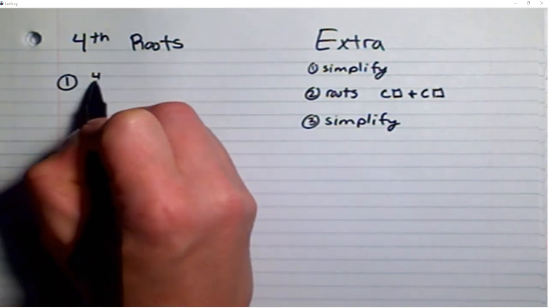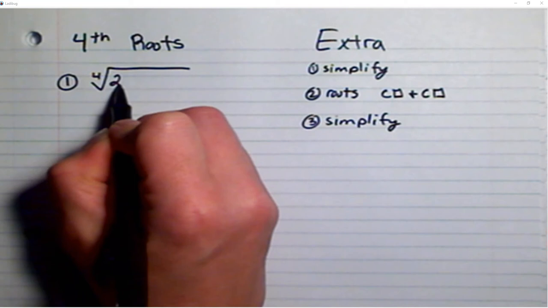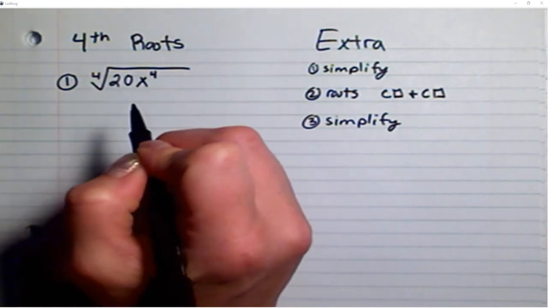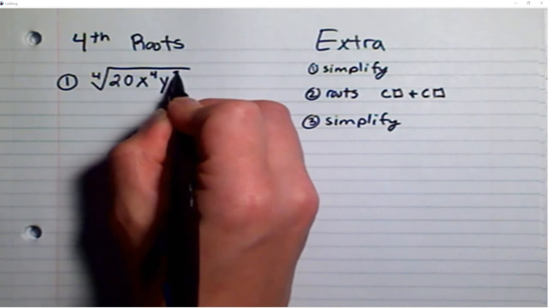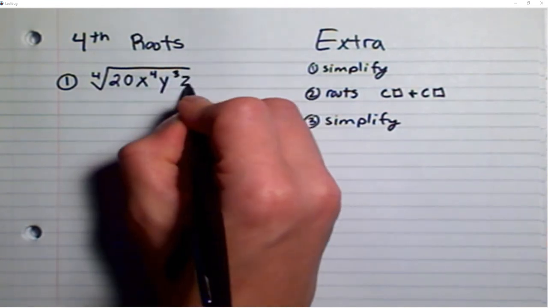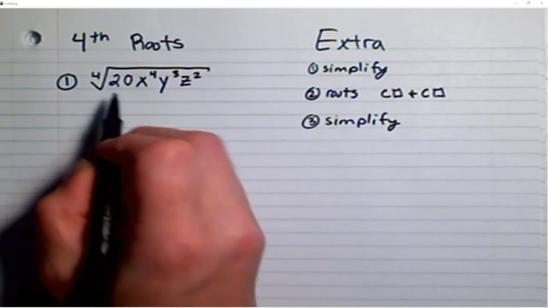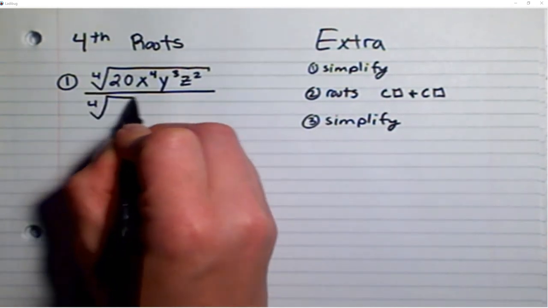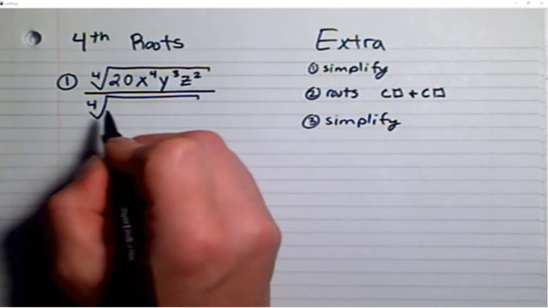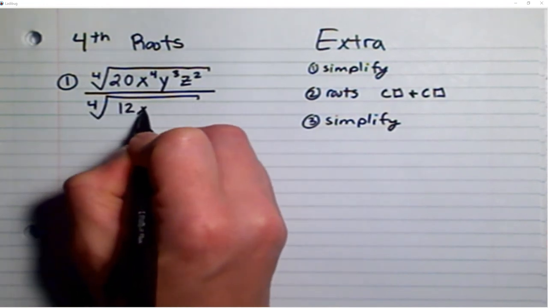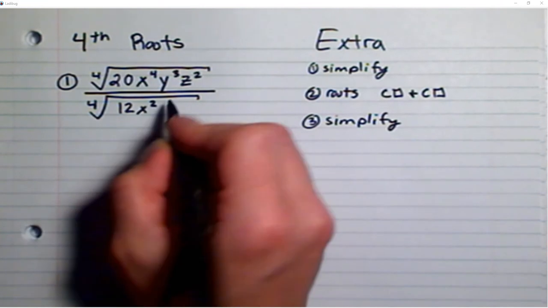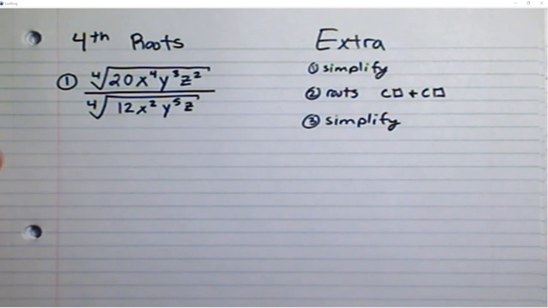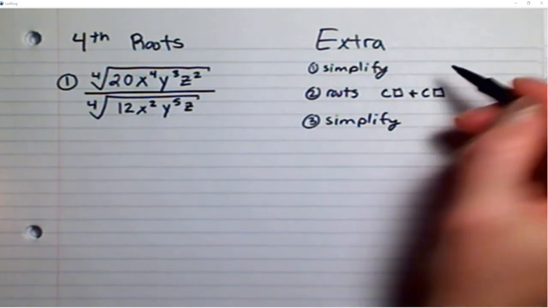Let's do the fourth root of 20x to the fourth y cubed z squared, all over the fourth root of 12x squared y fifth z. All right, so the first thing I'm going to do is look at my simplifying.